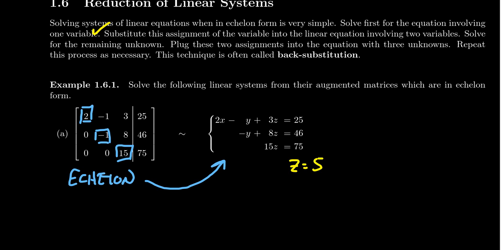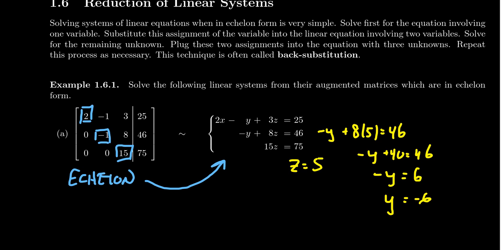Now, the equation above it only depends on two variables, y and z. If we plug in the value for z that we know to be 5, we can make that substitution, and we'll see that negative y plus 8 times 5 equals 46. Well, 8 times 5 is 40, like so. So we'll subtract 40 from both sides. We get negative y equals 6, and therefore y equals negative 6. We were able to substitute the value we found for z back into the equation above it, and then we found the unknown we didn't know, right?